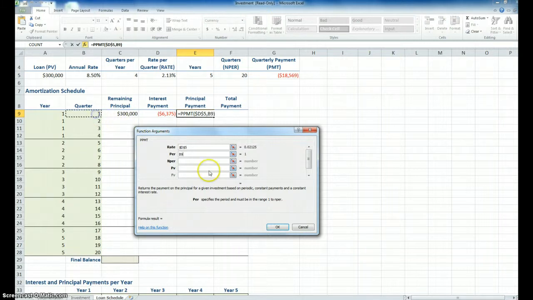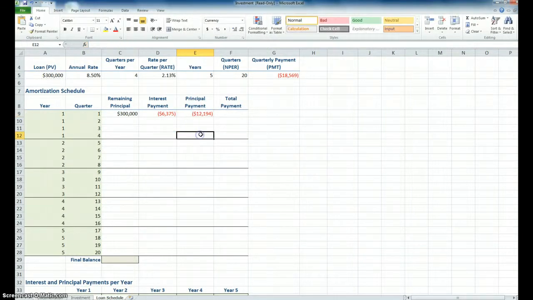Okay, now we got D1, or I'm sorry, B9, which is the first period. Number of periods, I want it anchored, and then my present value, I want that anchored. Press OK. I'm hoping that those two together, added together, comes up with this number. And I think it does. Okay, so this is going to equal this number plus this number. And sure enough, it does.